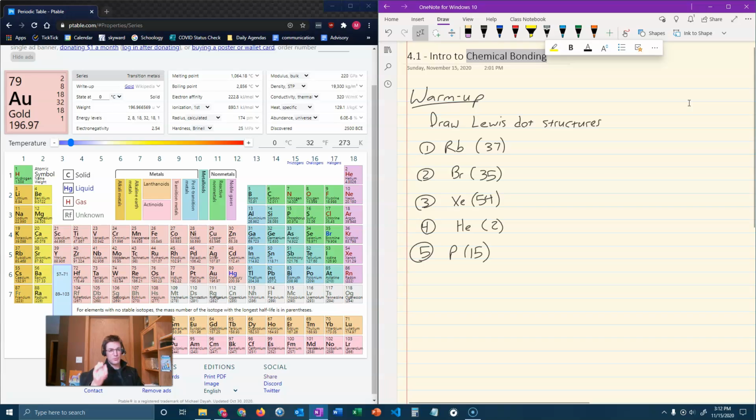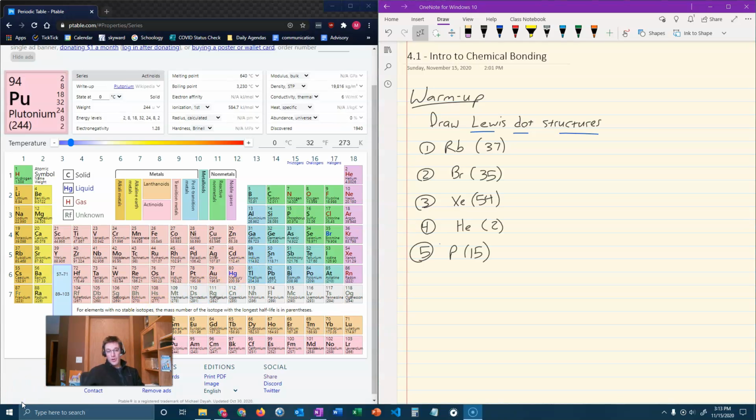Now, in order to be ready for this lesson, it's very important that you have some review of the stuff we've talked about before. So what I want you to do is pause the video in a moment, and I want you to draw Lewis dot structures for these elements right here. I've given you the numbers from the periodic table. And once you're done with that, go ahead and hit play again, and then I'll tell you the answers.